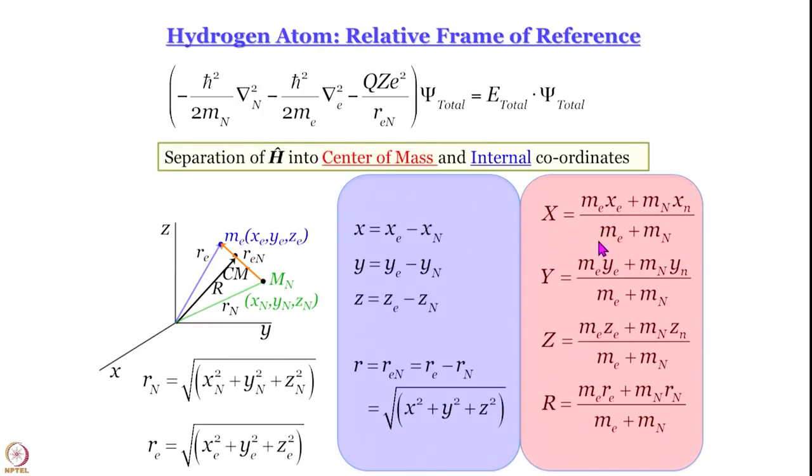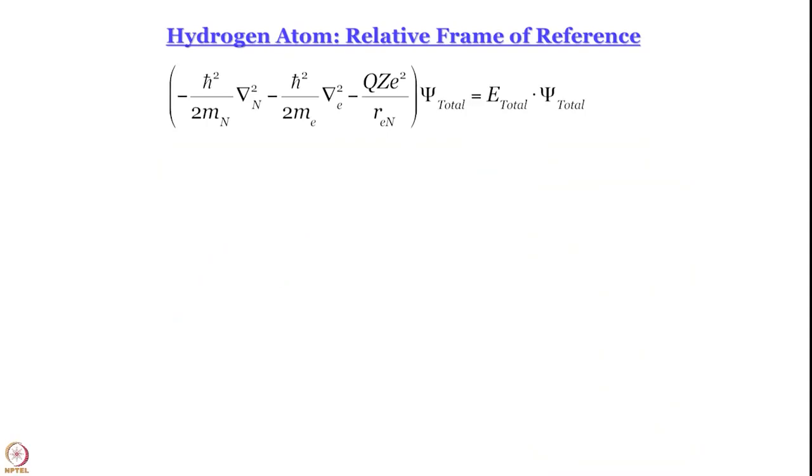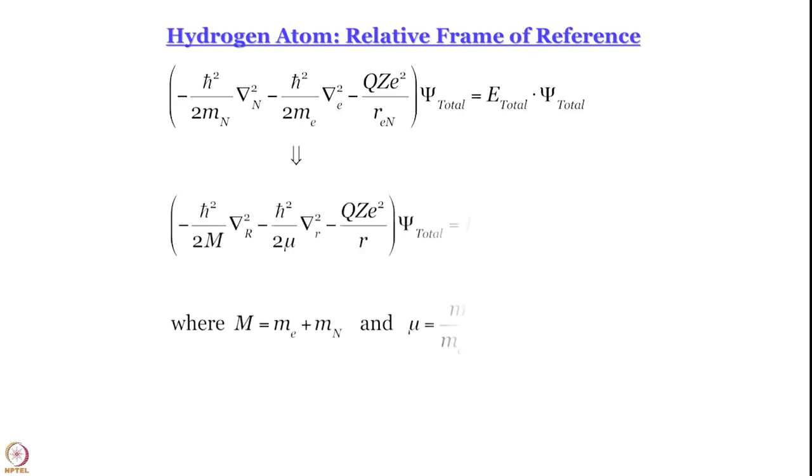So, these are the internal coordinates and these are the center of mass coordinates. This is once again a very standard technique of rotational dynamics from classical physics, where you invariably have to separate translation from rotation. Lots of kinds of motion can take place at the same time, but you have to separate each kind of motion, otherwise you cannot really formulate your problem. So, capital X, capital Y, capital Z denote the mass weighted position coordinates of the center of mass, and capital R is also for the center of mass.